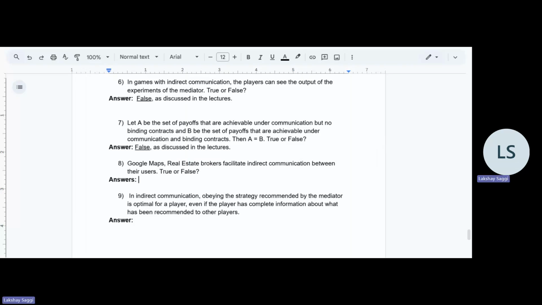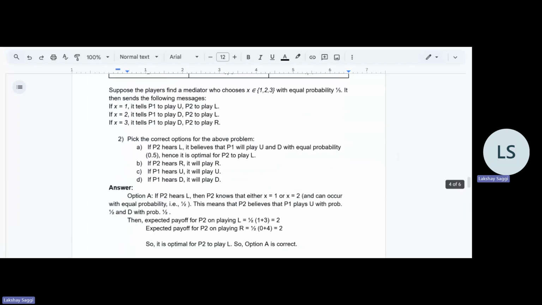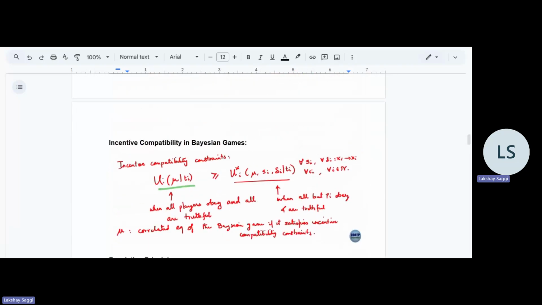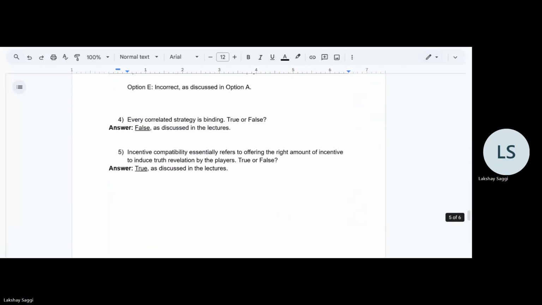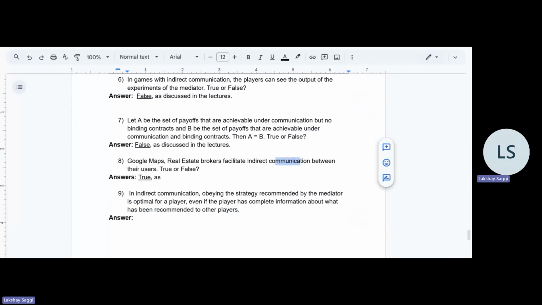Indirect communications suggesting different things to different people is not like Google Maps or real estate brokers being biased. They are just acting as mediators, and mediators try to find a set of strategies which have these kinds of incentive compatibility constraints. So they want everyone to be incentive compatible, and that's why they might suggest different things to everyone. It's not out of ill intention or something, always. So just one thing to maybe think about.